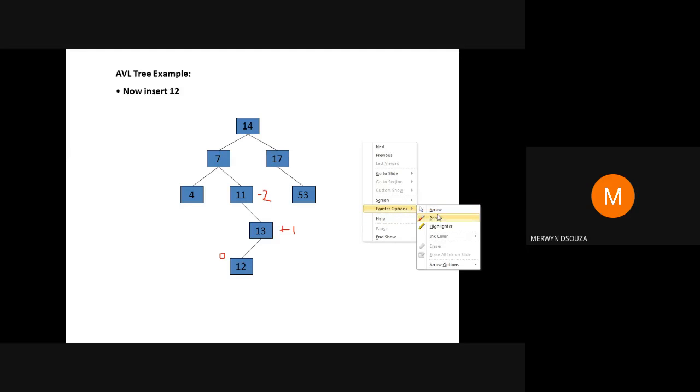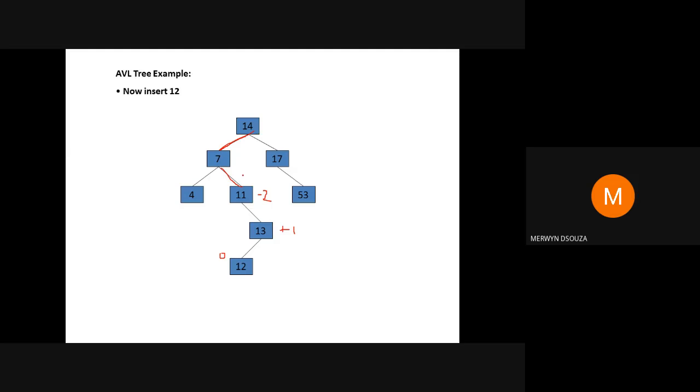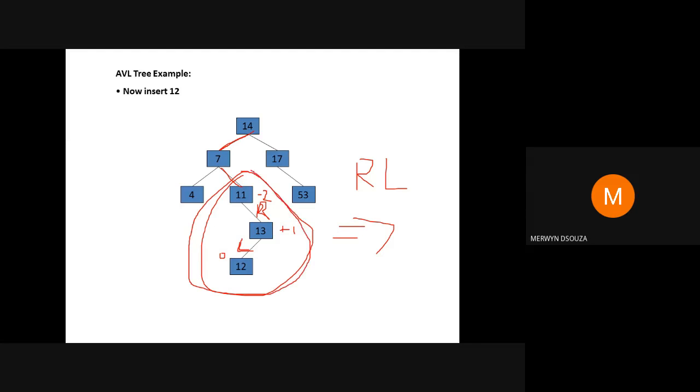So you have to balance it now. Since there's a problem, you have to balance it before you go further. You cannot go and check these two values of 7 and 14 first. First you balance it here. Now how are you going to balance it? Identify that 12 is inserted on the left of 13, and 13 is on the right of 11. Then you read from here R, L. You are going to apply the RL rotation to these nodes.